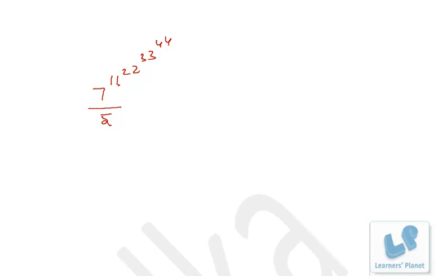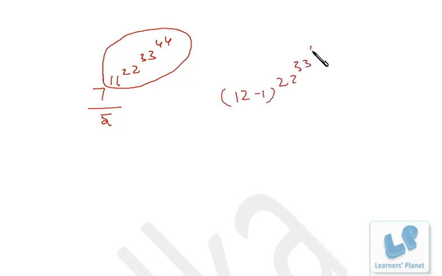So 11 raised to 22 raised to 33 raised to 44. Now we have to see this portion only, in which format it is. Now 11 is actually 12 minus 1. Now this is 22, 33, 44, right? So while divided by 4, the remainder will be minus 1 raised to all this. Now 22 is an even number, right? An even number with any power will still be even. So while divided by 4, the remainder will be minus 1 raised to an even number, that means it is 1, right? So the entire number is in 4k plus 1 format.